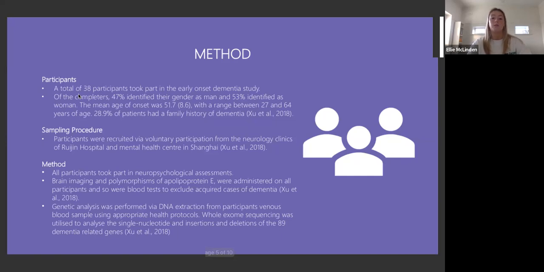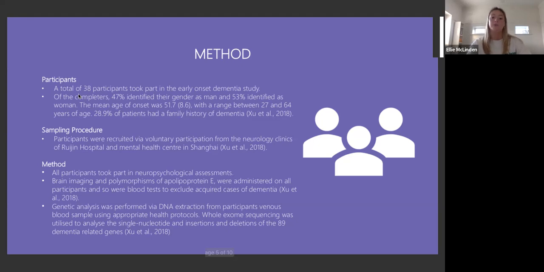All participants partook in neuropsychological assessments. 24 participants were administered mini mental state examinations. 7 of these patients required further testing involving the auditory verbal learning test, the Taylor complex figure test, the Stroop color word test, trail making test, clock drawing task, and Boston naming test.